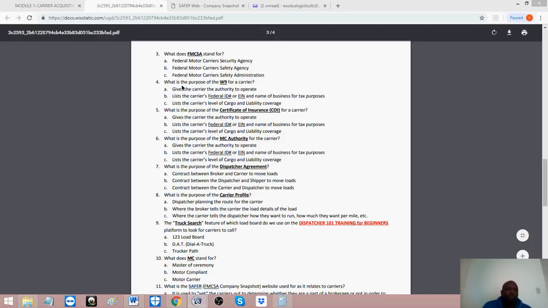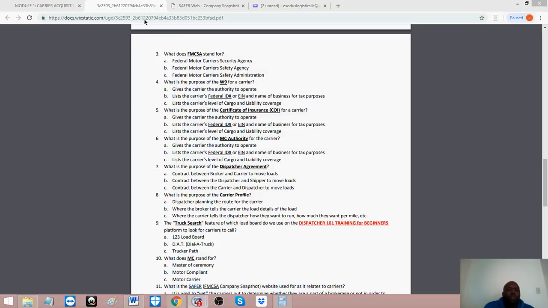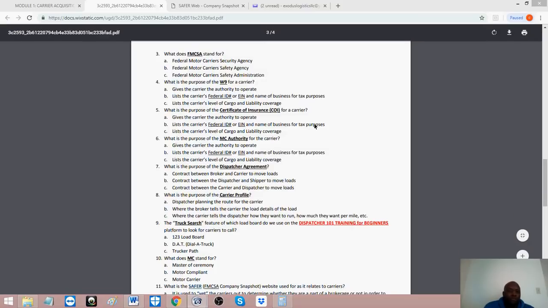Number 4, what is the purpose of the W-9 for a carrier? A, gives the carrier the authority to operate. B, lists the carrier's federal ID or EIN and name of the business for tax purposes. Or C, lists the carrier's level of cargo and liability coverage. So number 4 is, people are saying B. Correct. B is the answer.